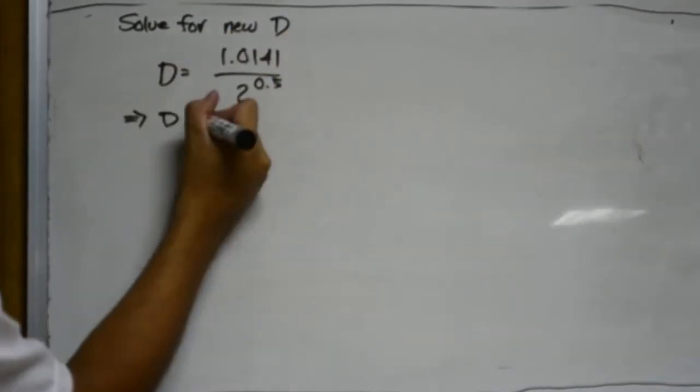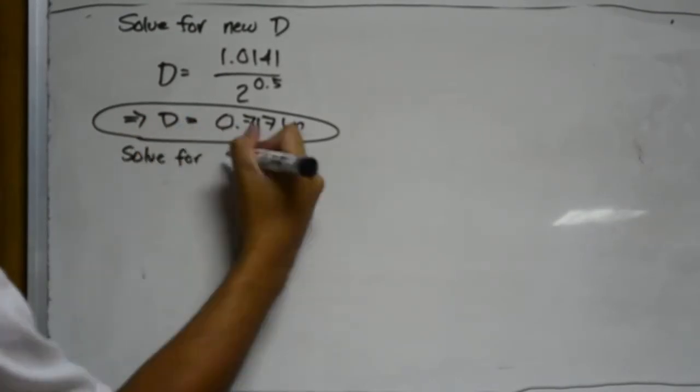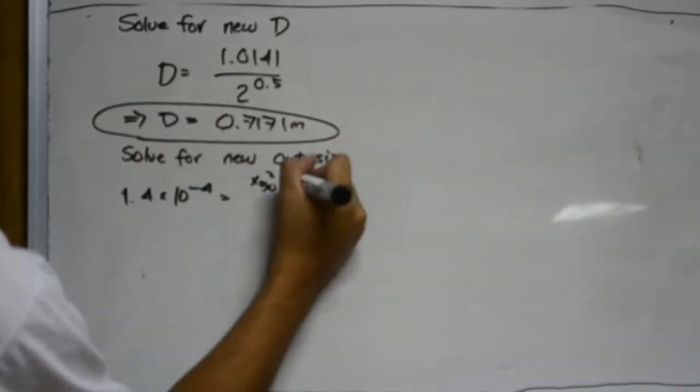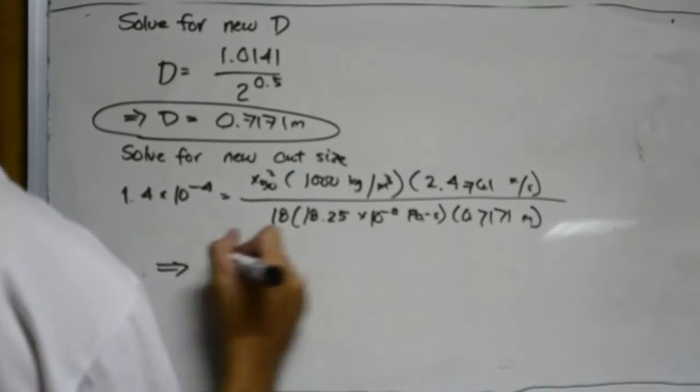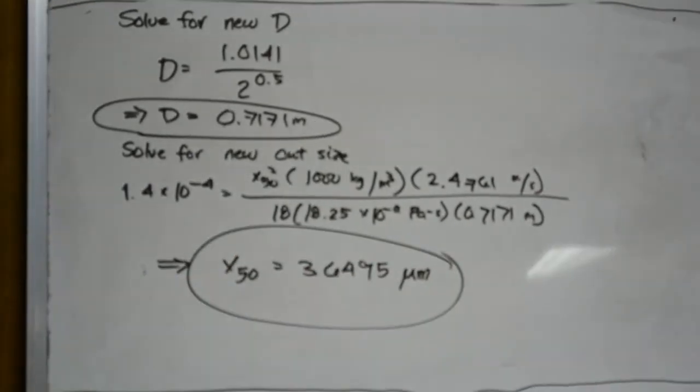Since we already have an idea for the required number of cyclones, we can use the number of cyclones in determining the new diameter for the cyclone separator. We now get the value for the cyclone separator diameter to be equal to 0.7171 meters. Since we already have an idea for the new cyclone diameter, we can now use the formula for the Stokes number, and we substitute the new diameter, the same characteristic velocity, and we get that the particle cut size is equal to 3.6495 micrometers, which is a pass.